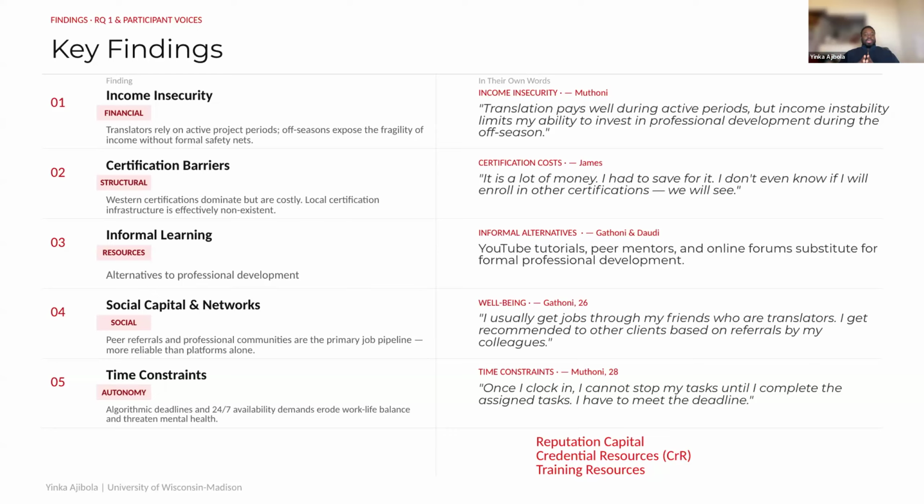Secondly, I would like to talk about the time constraints. Yes, we know that gig work is priced on flexibility, but in this case, we're also talking about the algorithms, because these algorithms are also being used to tightly structure the work that they do on these platforms, which limits their control over time. So, for example, one of my participants, Mutoni, said, "Once I clock in, I cannot stop my tasks until I complete the assigned tasks. I have to meet the deadline." And so you can see this instance creates pressure and reduces the flexibility that they have.